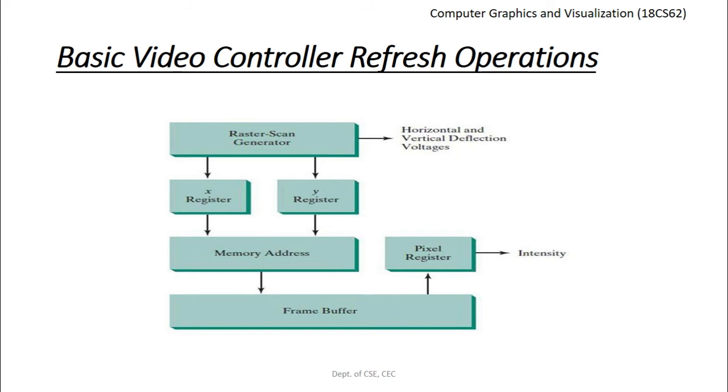In addition, the video controller often contains a lookup table so that the pixel values in the frame buffer are used to access the lookup table. This provides a fast method for changing the screen intensity values.